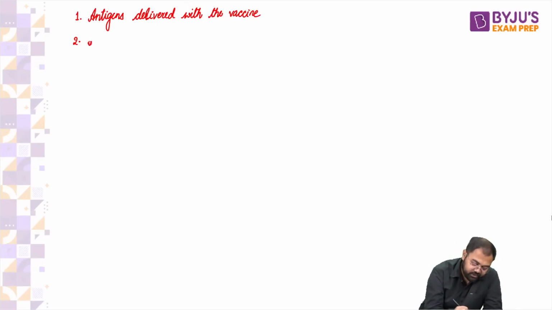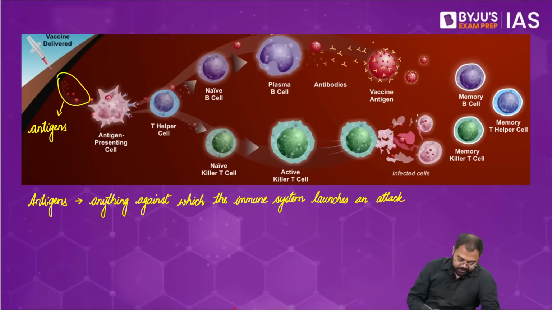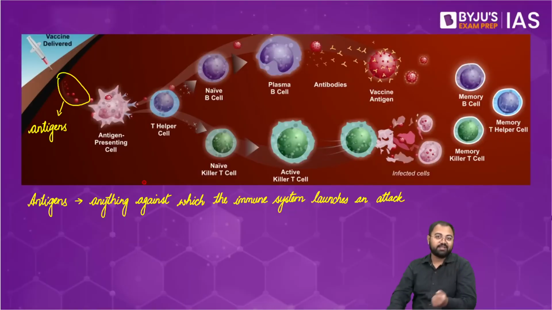Step two is antigens stick to the body of antigen presenting cells. So this happens next, that they stick to the body of antigen presenting cells. Now these antigen presenting cells have caught hold of the thief. They've caught hold of the thief. Now they'll call upon everyone. Now they'll report it to the headquarters, you can say.